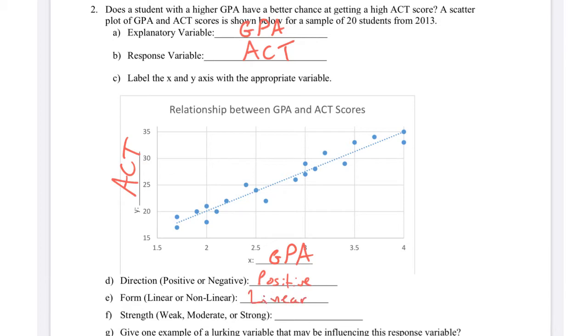The strength, we want to know if it's weak, moderate, or strong. I would take either moderate or strong here.